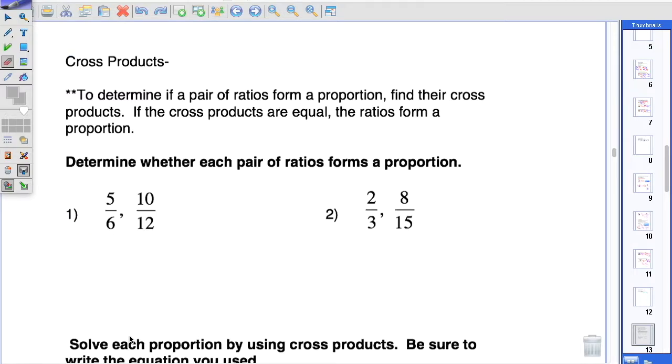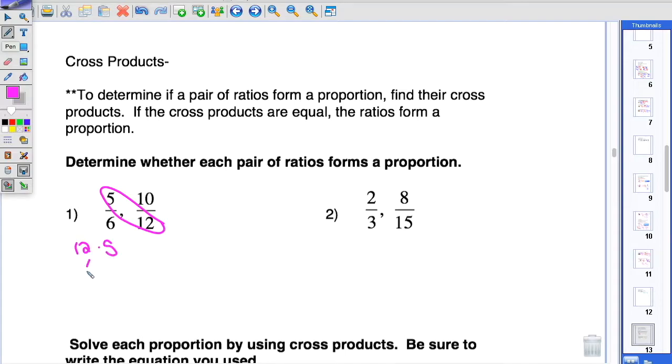So determine whether each pair of ratios forms a proportion. We have 5 over 6 and 10 over 12. To figure out if they form a proportion, we're going to do our cross products. We're going to multiply going across. 12 times 5 gives you 60. 6 times 10 gives you 60. Because their cross products are equal, it forms a proportion. So yes, this is a proportion.